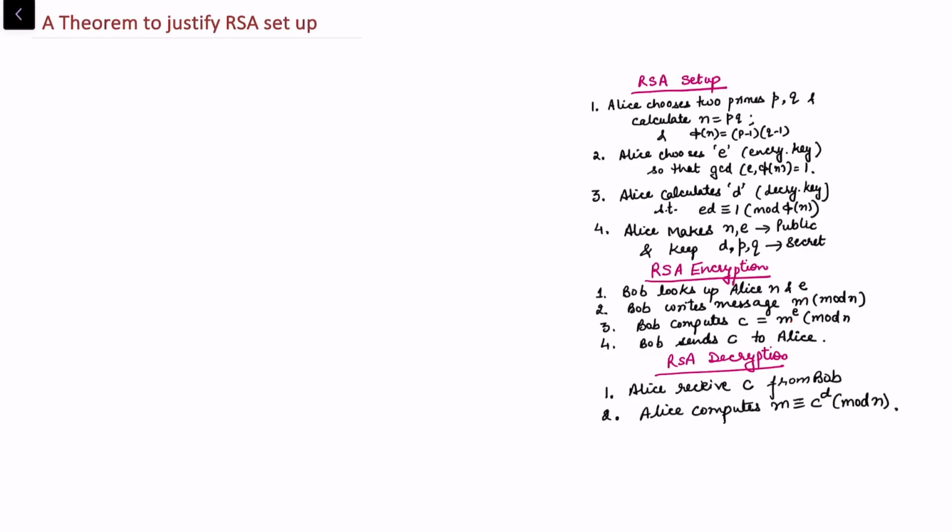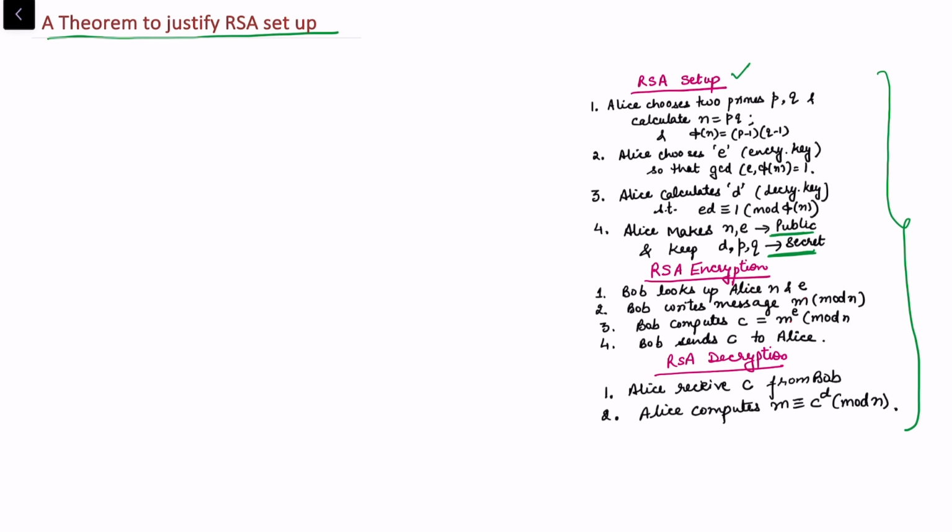In this video, we'll be doing a theorem which is to justify the RSA setup. So here is the RSA setup that I've discussed in my last video. In the encryption process, we see that there are two integers n and e which are made public by LIS, and there is some information which is kept secret. So let's start from this RSA setup.